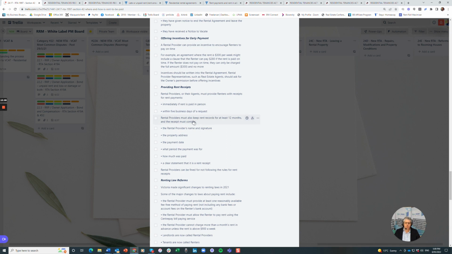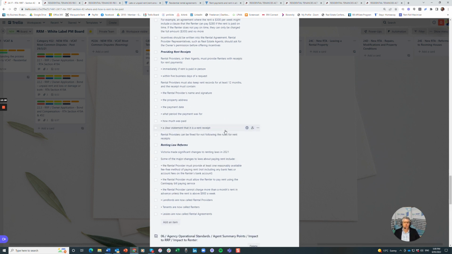Rental providers must also keep rent records for at least 12 months, and the rent receipt must include the rental provider's name and signature. In the scenario where it's paid to an agent, it'll be the agent's signature, whoever's receipted the rent, the property address, payment dates, and the periods. So what period was that amount of money paid for, how much was paid, and clearly on the top, it needs to actually say rental receipt. If you're using a manual handwritten booklet, which often is the case at reception, it needs to actually state the words rent receipt.